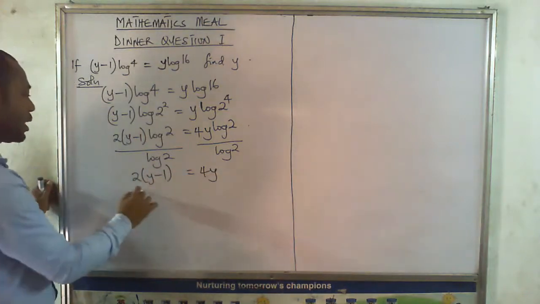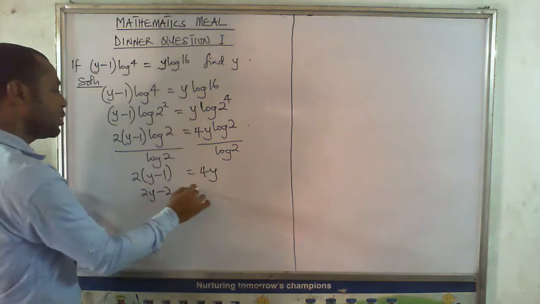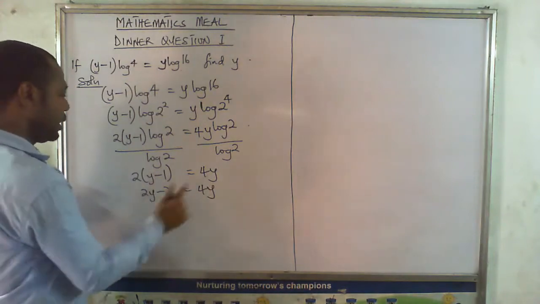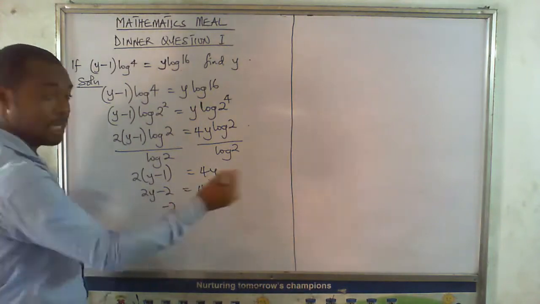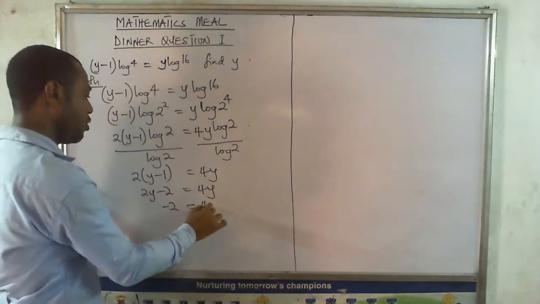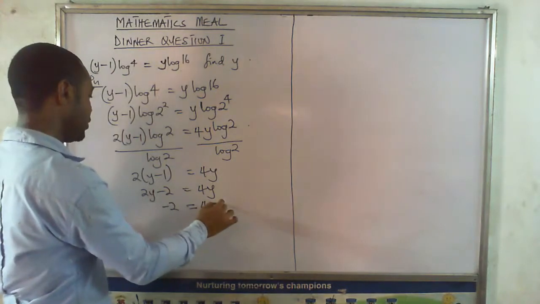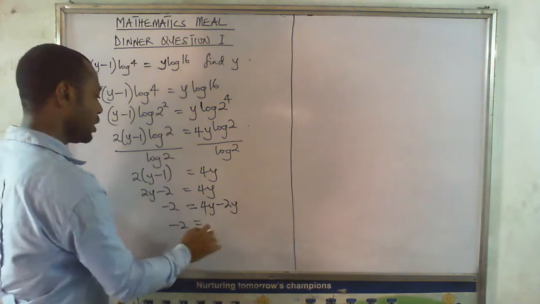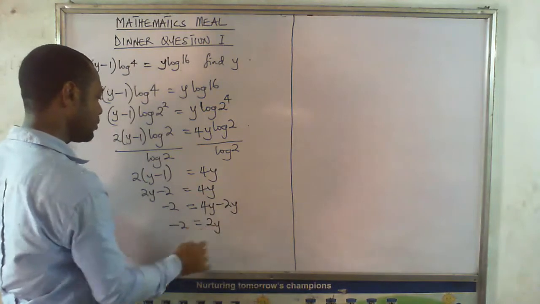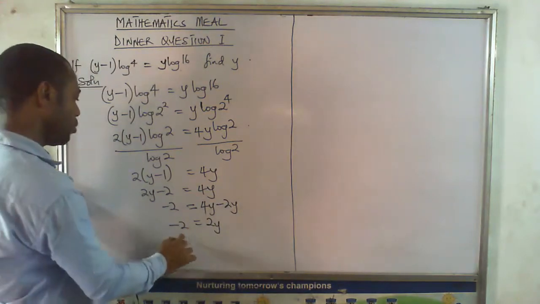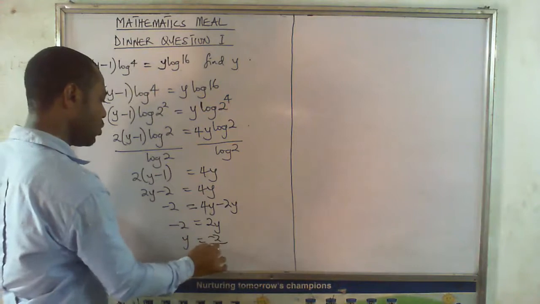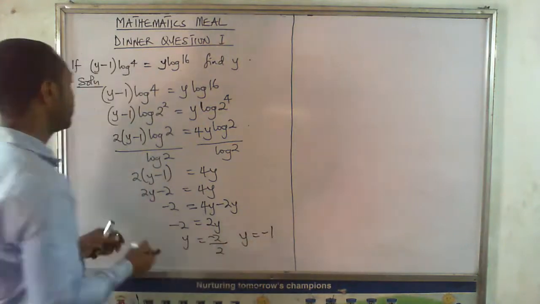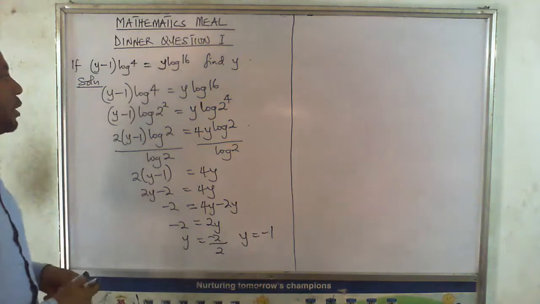If I open this bracket, I have 2y minus 2 equals 4y. Collect like terms, it's an ordinary equation now. So we have 4y minus 2y, that will give us minus 2 equals 2y. So what will be y? Minus 2 over 2, and y will give us minus 1. y will be minus 1.